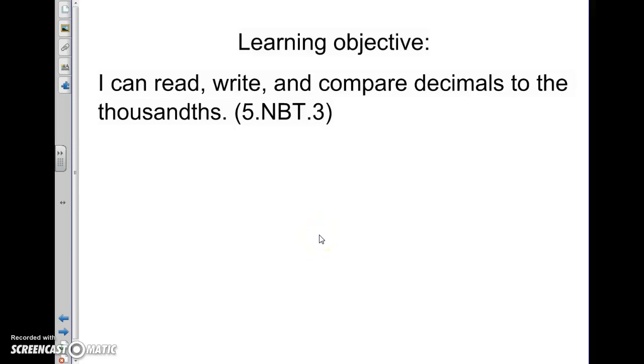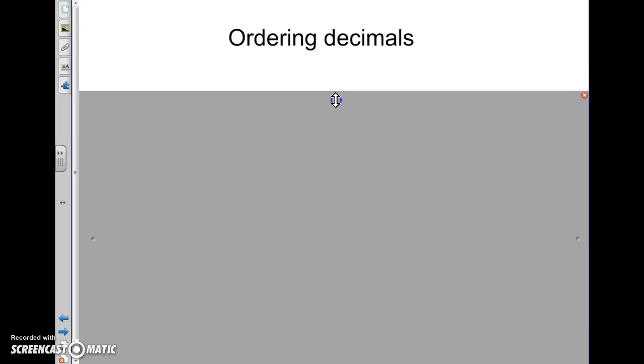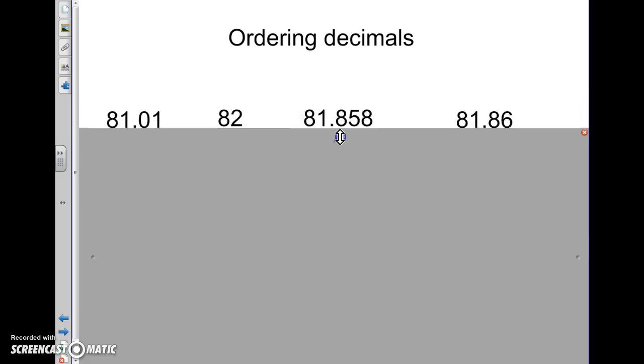Our learning objective today: I can read, write, and compare decimals to the thousandths, 5th grade standard NBT 3. Alright, today we're going to be ordering decimals. Yesterday we looked at comparing two numbers with decimals, and today we're going to look at a set of more than two, and actually in particular four. So we'll look at four different numbers and we'll put them in order from smallest to largest.